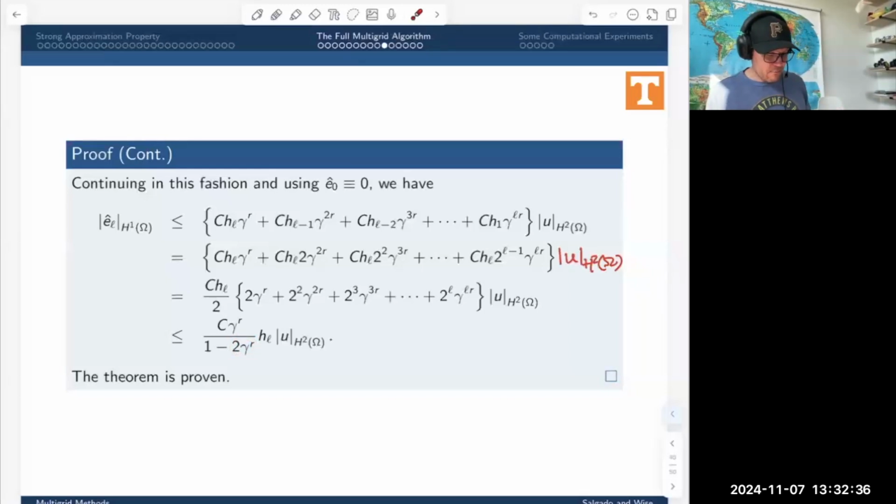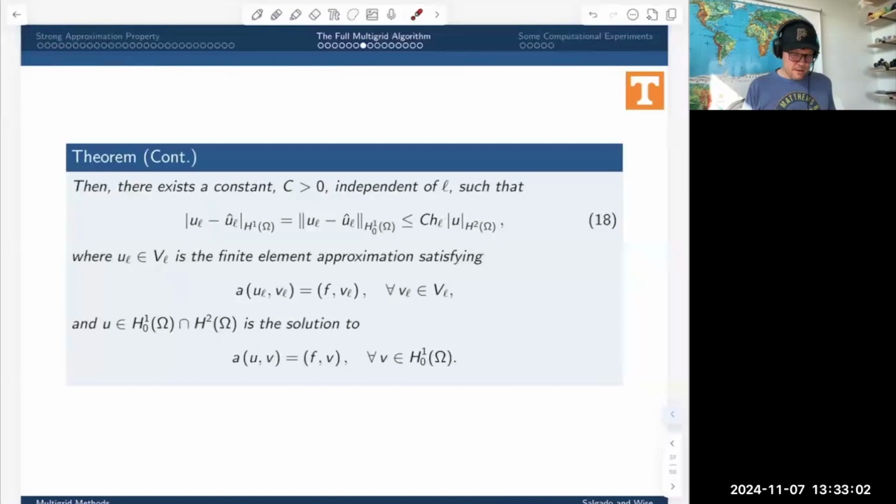Now, why does that complete the proof? Well, because I have an h here, right? And I have my order 2 Sobolev seminorm of the true solution here, and there's my h. Now, this is just some constant, right? Once I fix gamma and fix r, then this is completely fixed. This is just a constant. So that proves the theorem, the thing that I wanted, right? I wanted to show that the algebraic error is less than a constant times HL times the order 2 Sobolev seminorm.